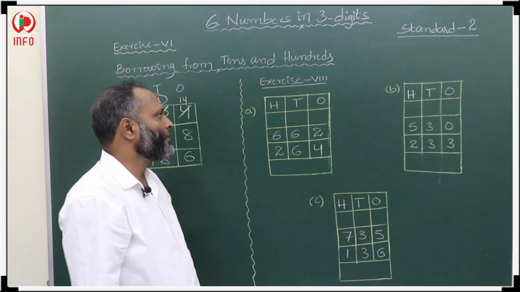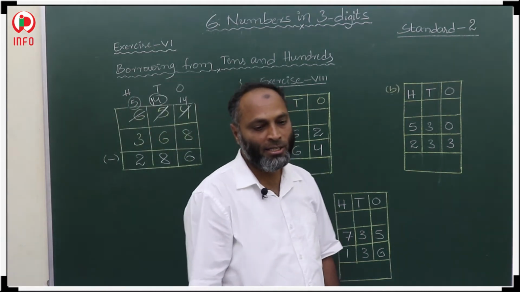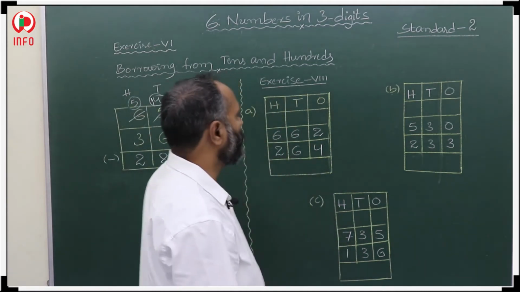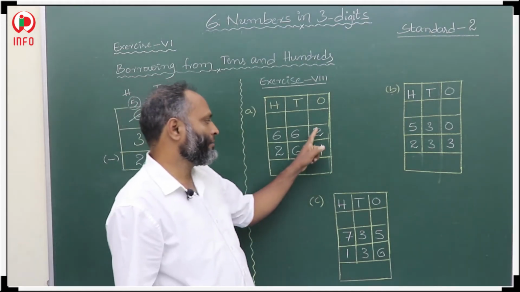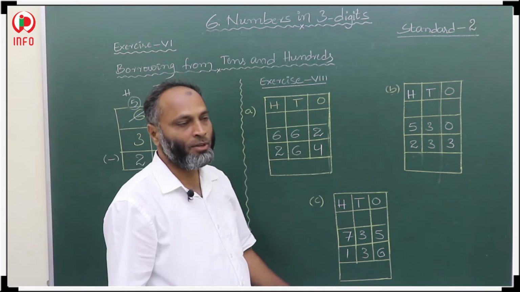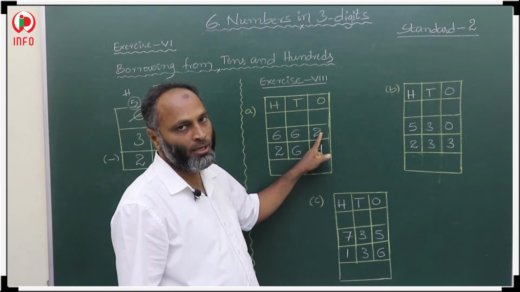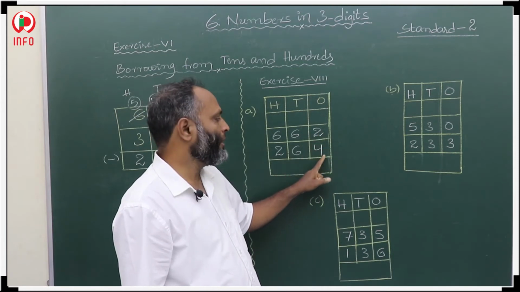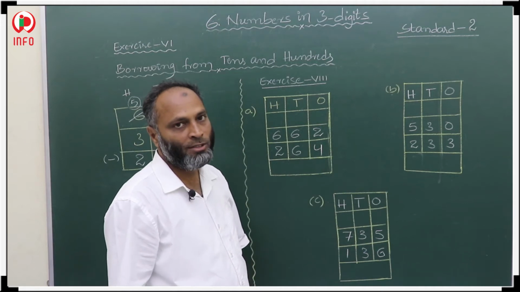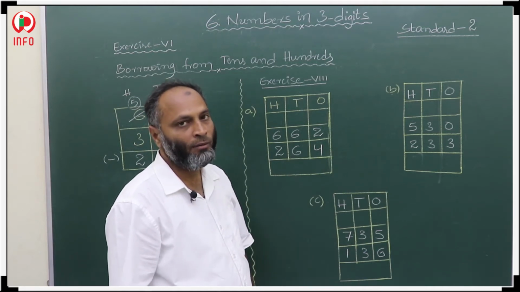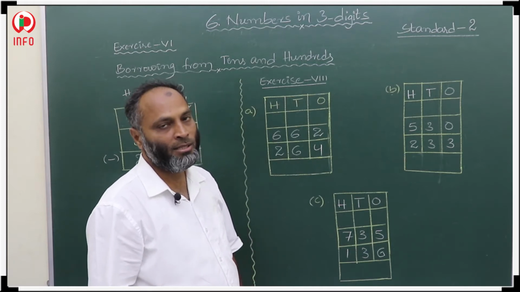Now in exercise 8, we have to subtract. How to subtract? First the ones column. In the ones column, 2 and 4. 2 is a smaller number. From smaller to bigger we cannot subtract. Then what do we have to do? We have to borrow from the next place.